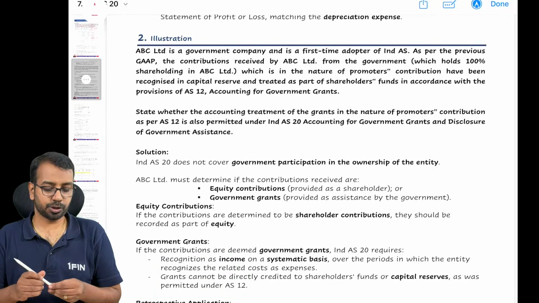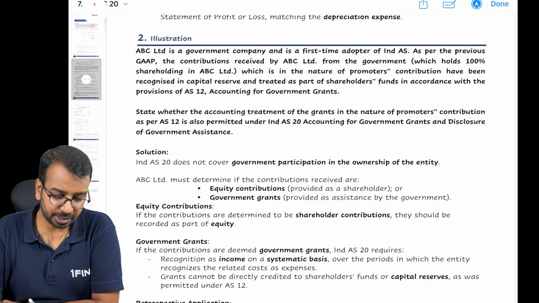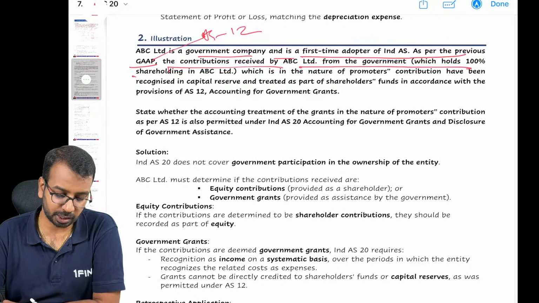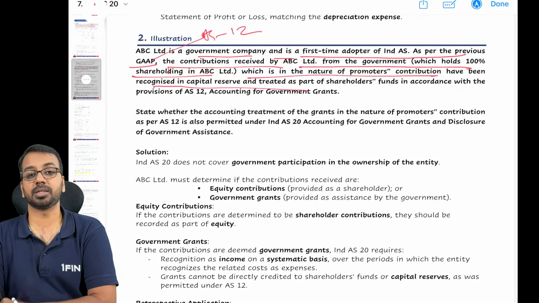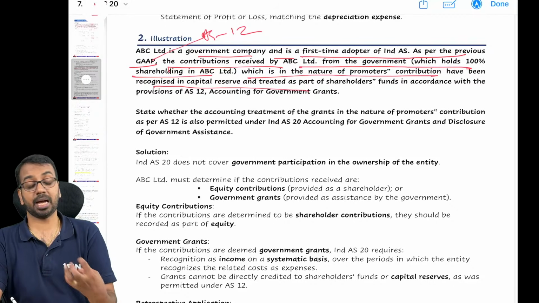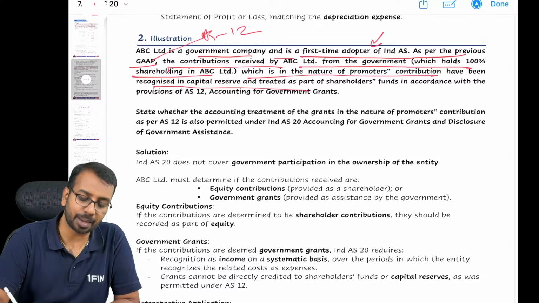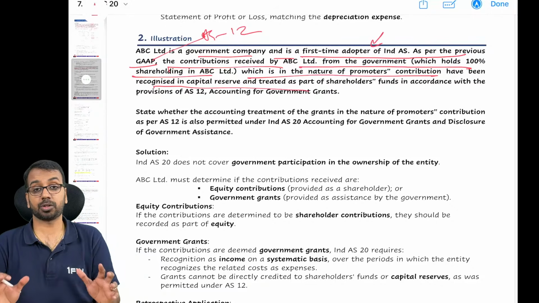Continuing to the next question. ABC Limited is a government company and is a first time adopter of Ind AS. As per previous GAAP, that is Accounting Standard 12, contribution from ABC, which holds 100% shareholding, in the nature of promoter's contribution, was recognized in capital reserve. Now in AS 12 we had this concept that grant in the nature of promoter's contribution should be recognized in capital reserve. But in Ind AS there is no such concept.